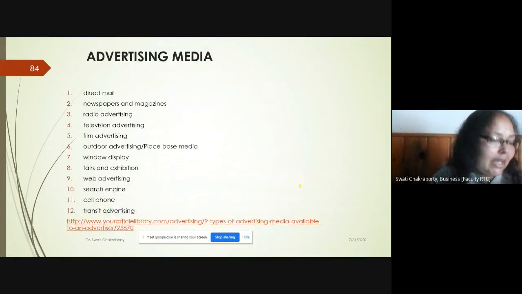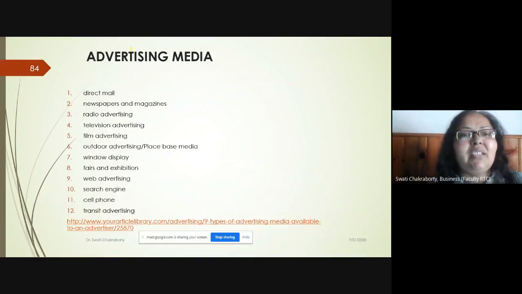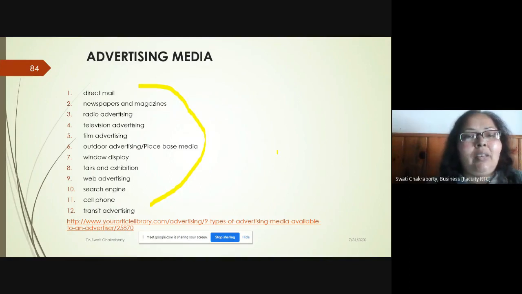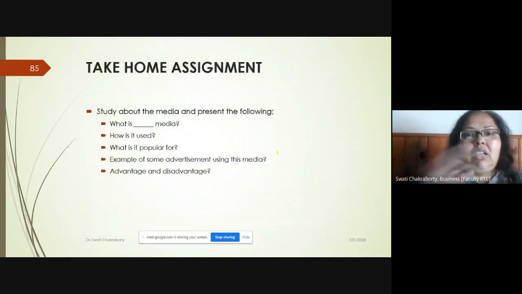So, advertising media. What are the different things that we have? Direct mail, newspapers, radio advertising, television, film, outdoor advertising, play space, window display, fairs, exhibitions, web advertising, search engines, cell phone, transit advertising. These are the different media that we have. This is a homework for you, which you can do.